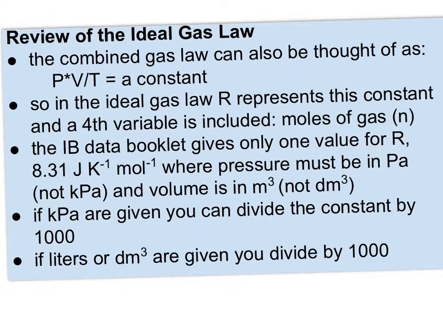So in the ideal gas law, R represents that constant, and the fourth variable, moles of gas, or n, is also included. Just a warning that the IB data booklet only gives you one value for R, 8.31 joules per Kelvin per mole, where pressure must be in pascals, not kilopascals, and volume must be in meters cubed, not decimeters cubed, so not a liter. So if kilopascals are given, you can divide the constant by 1,000, which you're used to seeing 0.00831. That's because kilopascals were used.